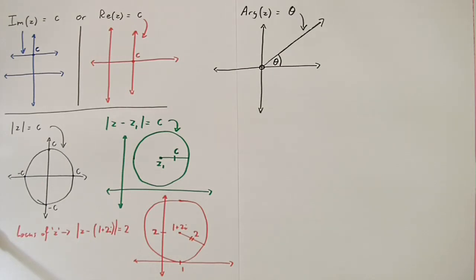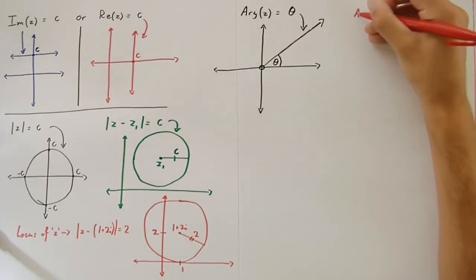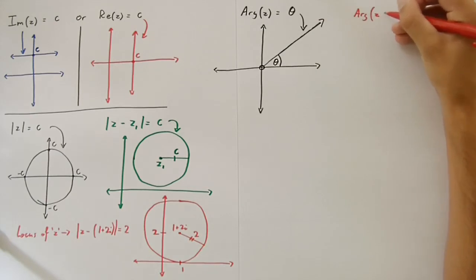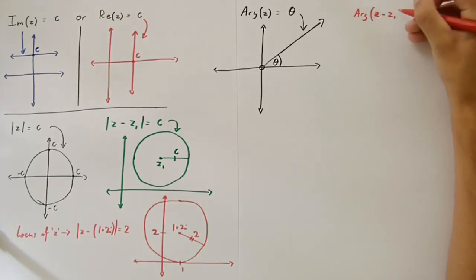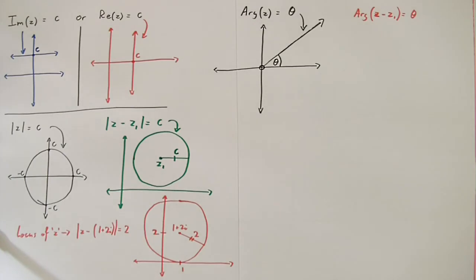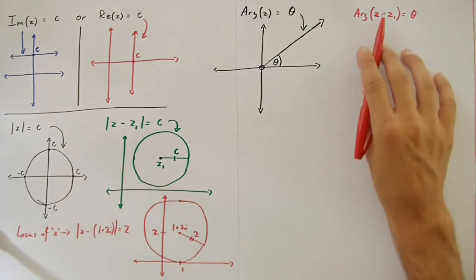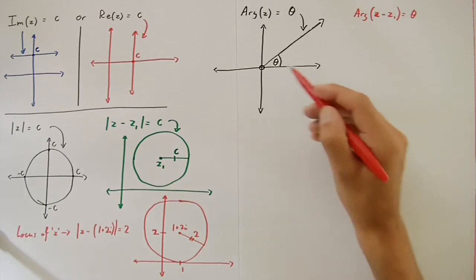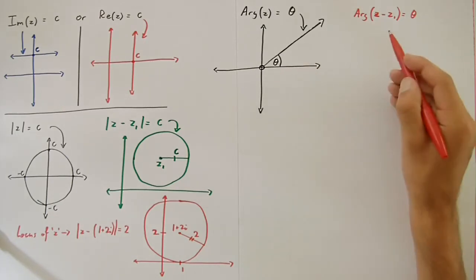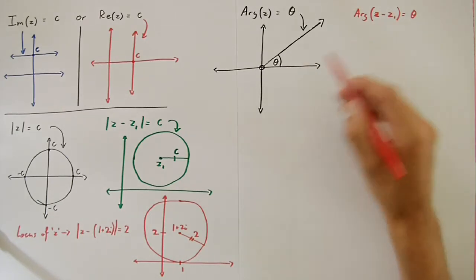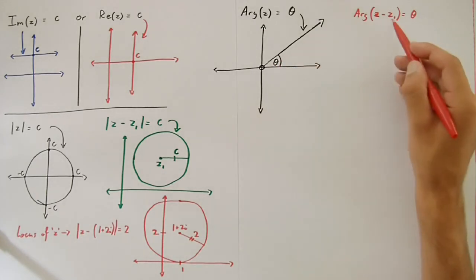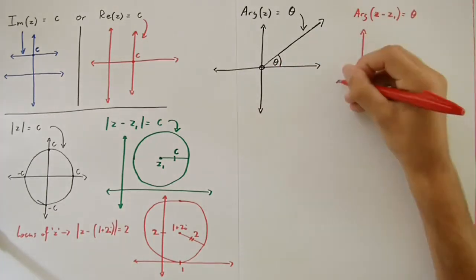Another one that's closely related to this locus is the equation the argument of z minus z1 is equal to some angle theta, where again, z1 is just any given complex number. And just like our previous example before with the modulus locus, this locus is exactly the same as the previous one, except the line now starts at the point z1 in the complex plane. Or in other words, it looks something like this.